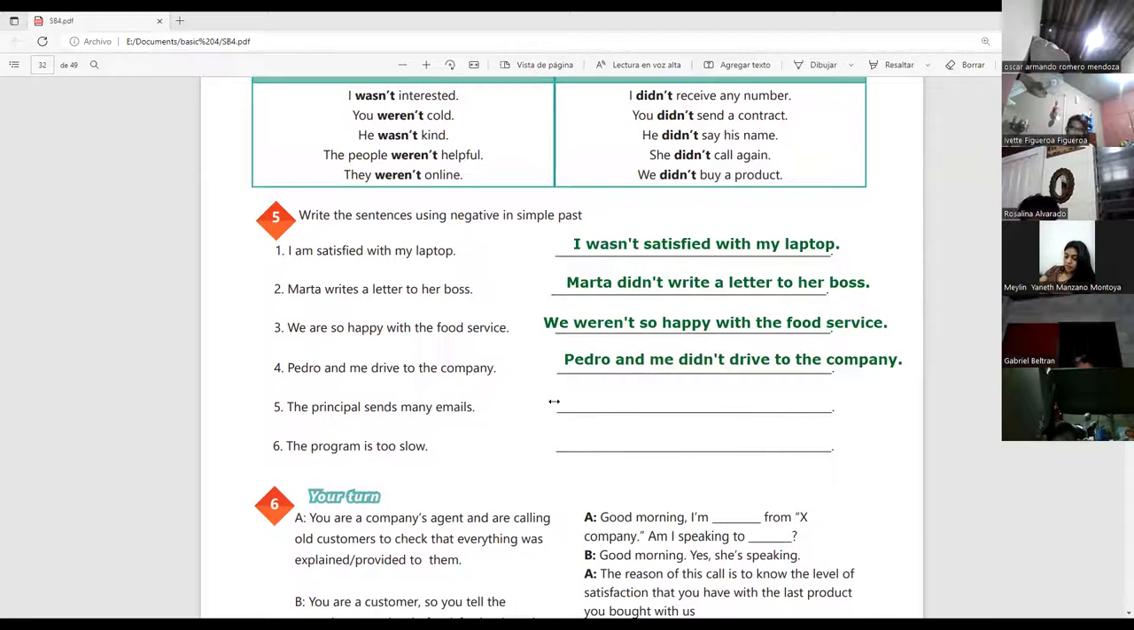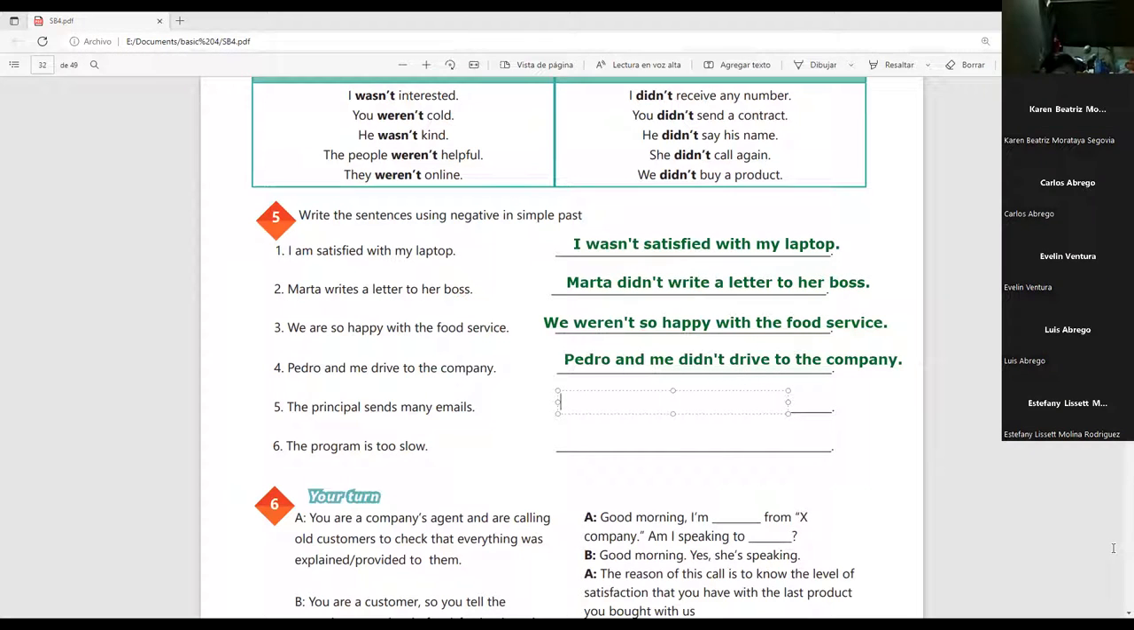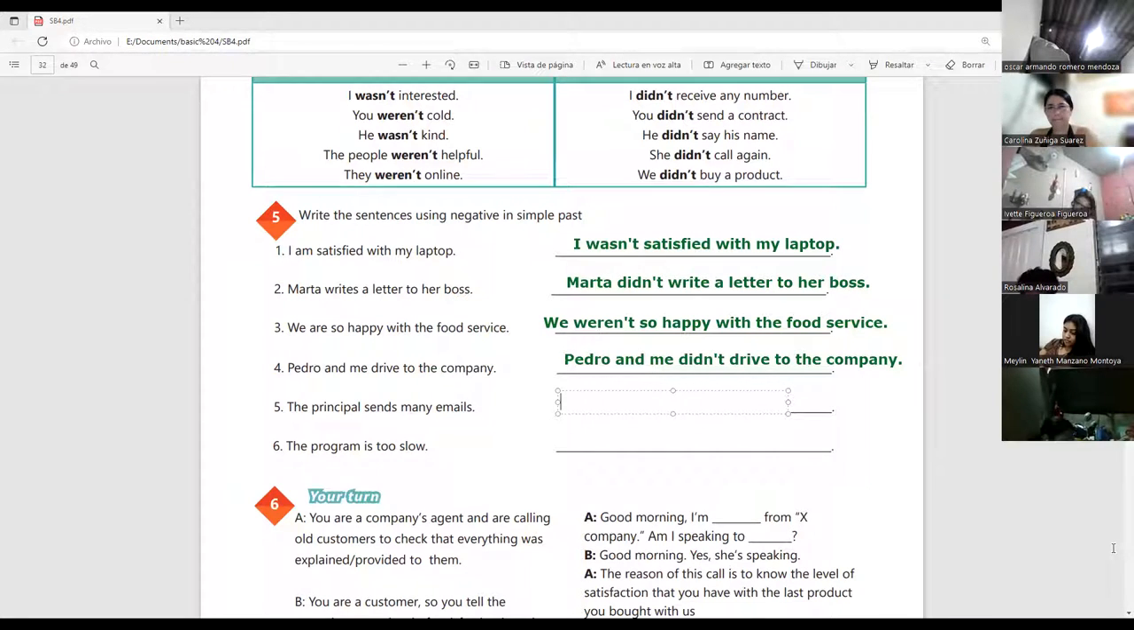Gabriel, number five, Gabriel. The principal sends many emails. Sorry, teacher, no la terminé de hacer esta, me quedé sin wifi. Ah, ok, no se preocupe. Vamos a ver. Y ahorita estoy tratando de terminar eso, solo me quedé hasta las 4 también. Vaya, vaya, tranquilo. Ivania, ayúdeme con las 5, please. The principal didn't send many emails. Very good. The principal didn't send any emails. Very good. And Nina. A ver, Nina.